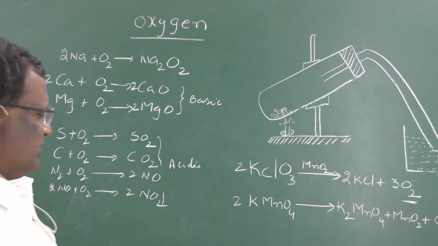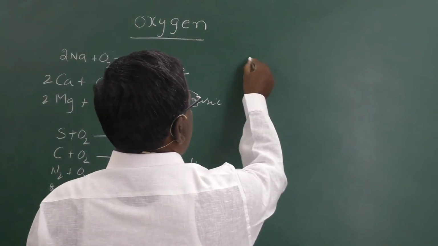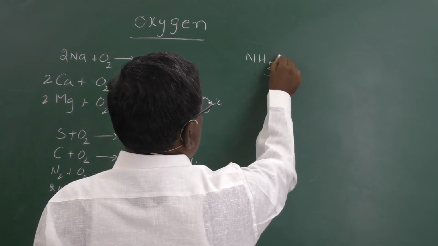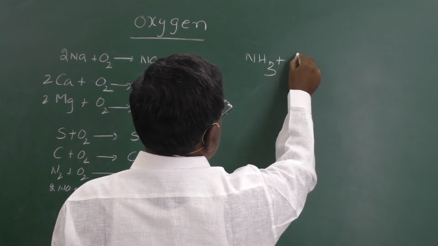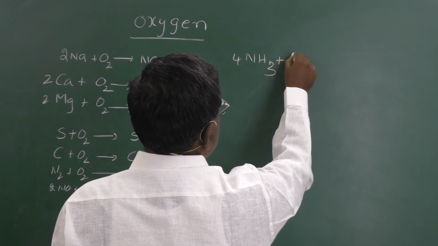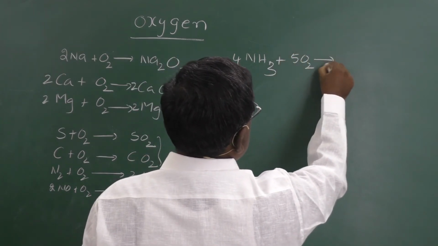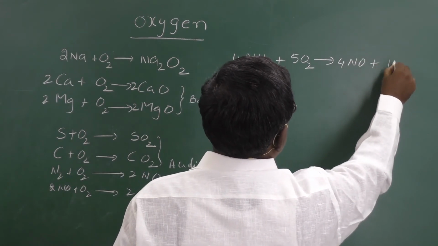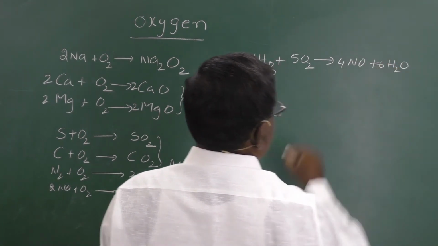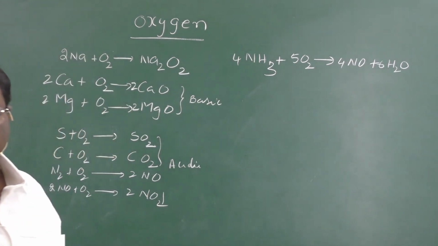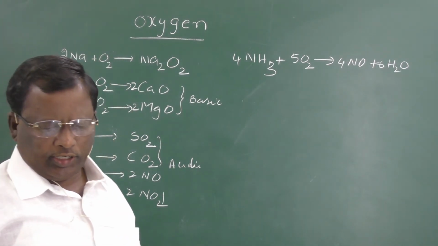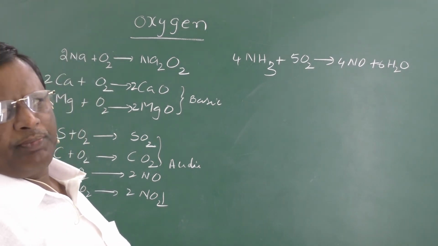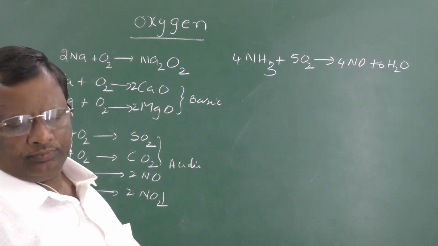In addition to this, compounds like ammonia will also react with oxygen to give nitric oxide and water. Ammonia reacts with oxygen to give nitric oxide and water. This is the initial reaction in the preparation of nitric acid.